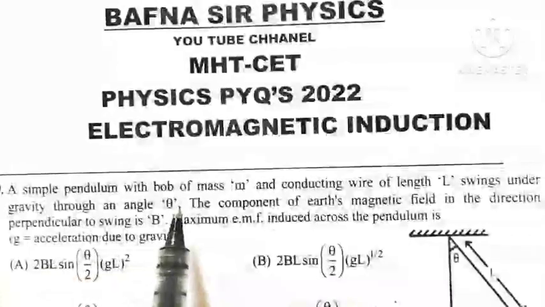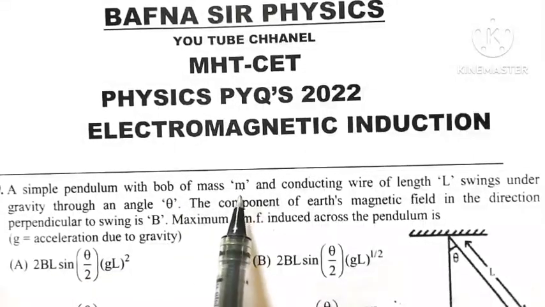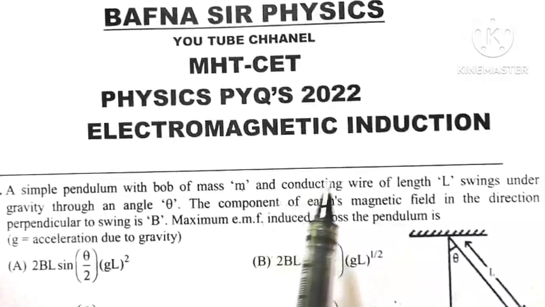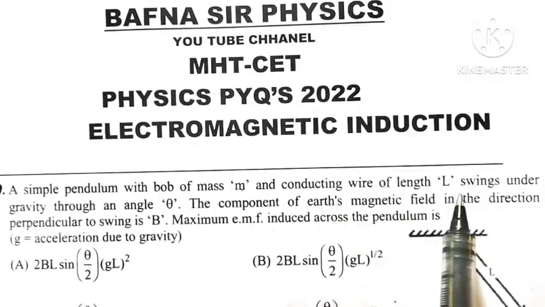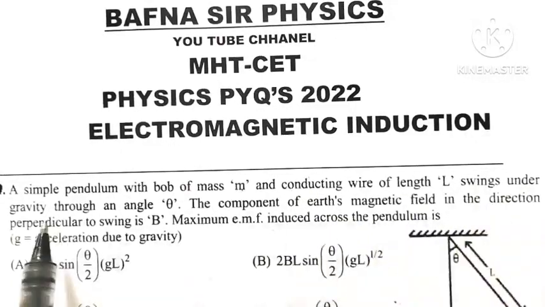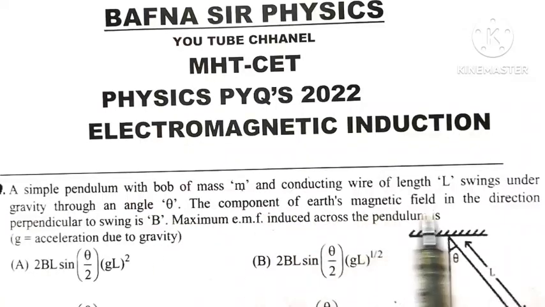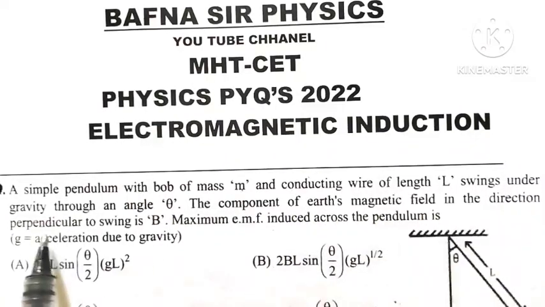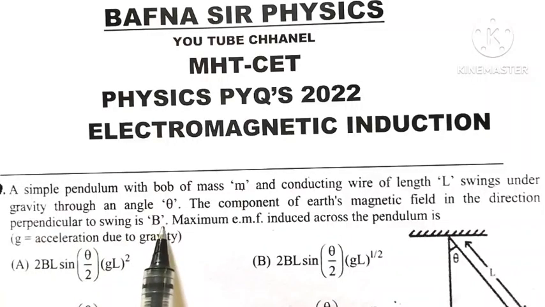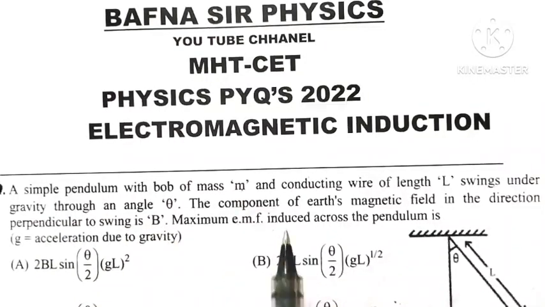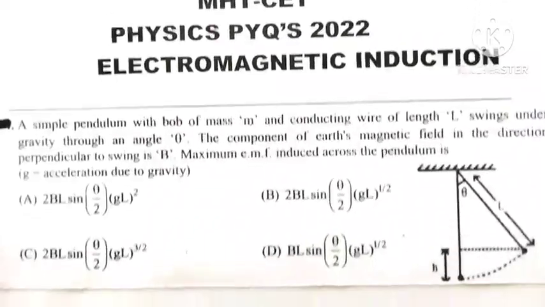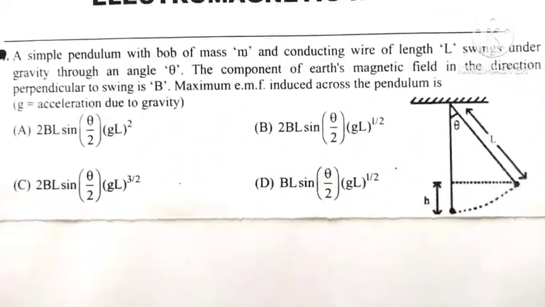A simple pendulum with bob of mass m and conducting wire of length L swings under gravity through an angle theta. The component of Earth's magnetic field in the direction perpendicular to swing is B. Then the maximum EMF induced across the pendulum is?